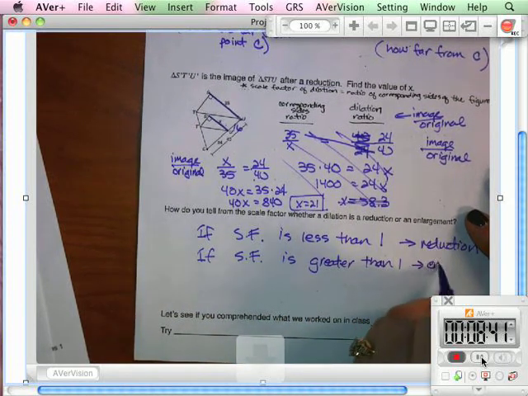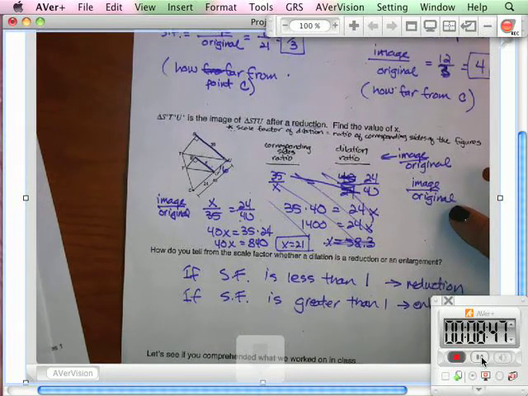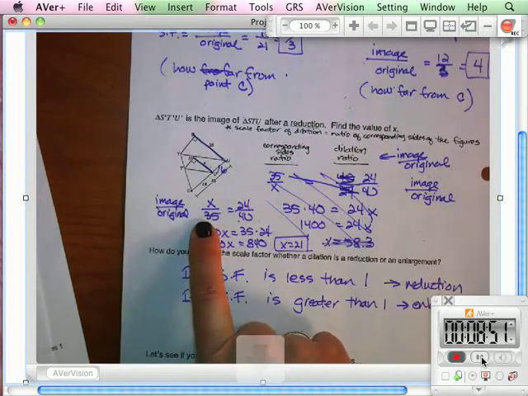Okay, so I think this was really a good learning thing here. If you're going to set it up as image over the original, then make sure you set up the other part as image over original when you're looking for the x. Got it? All right.